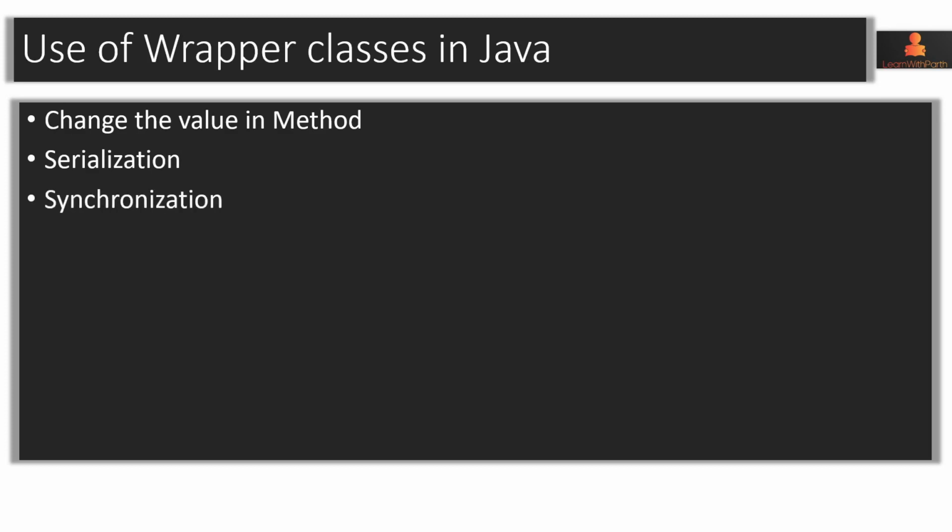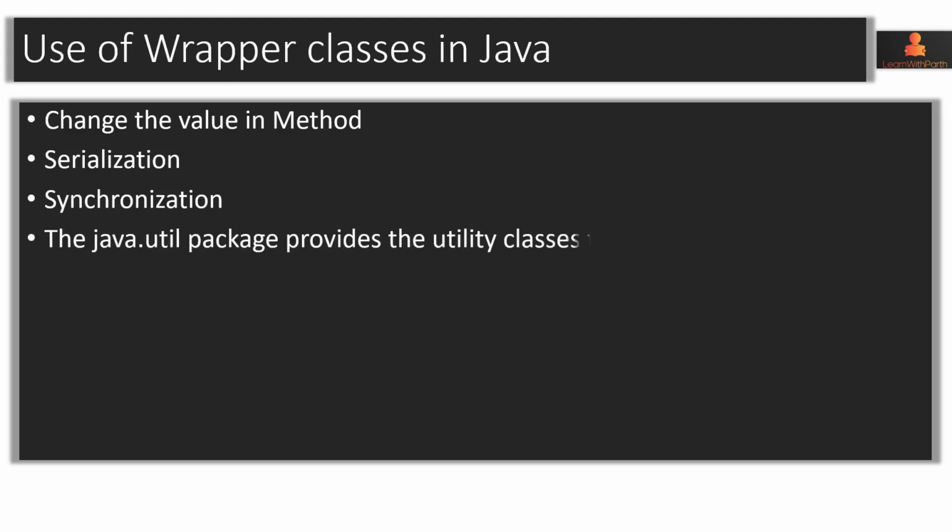Synchronization would also be preserved, as we can do object synchronization, as we have learned in our earlier lecture on multithreaded programming. And there are so many classes available in the java.util package. We can use those utility classes to deal with the wrapper type objects.